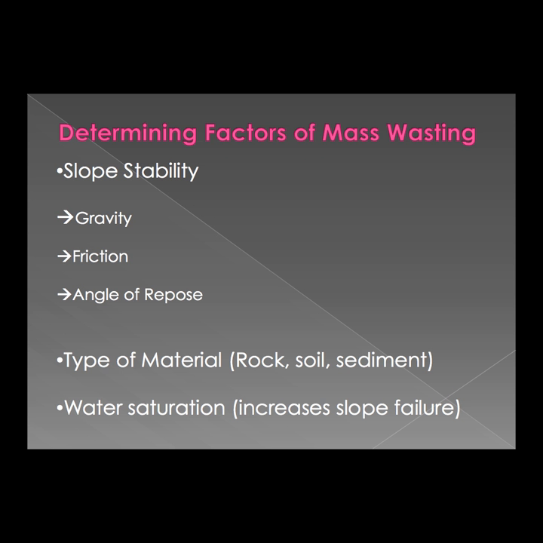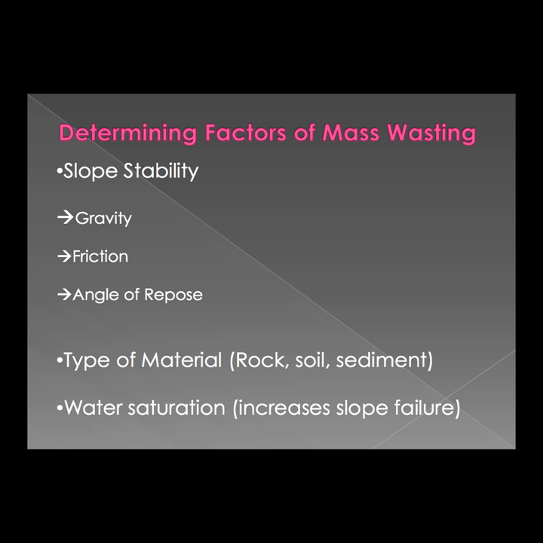Some more determining factors: the slope stability, which again is determined most by gravity, and then the amount of friction that is against that gravity, and then the angle of repose, which is the highest angle before that mass movement occurs. I'll explain that a little bit more in a little bit. But the type of material is very important, whether it's rock, soil, sediment, and if it's loose or heavy, and also the water saturation. So the more water there is, it might be easier for materials to move down a slope.